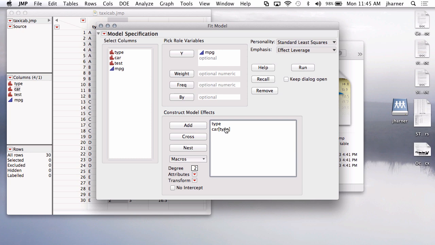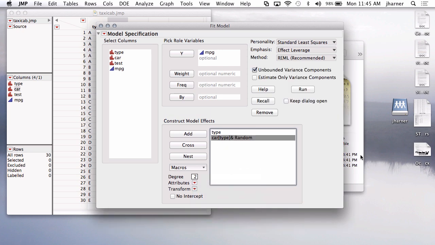But I am going to go in here and say, if I go down to attributes, I'm going to say that's a random effect. Now, you have a choice of computing variance components with REML or expected mean squares. Expected mean squares is sort of the traditional, and that's what we do in the book.